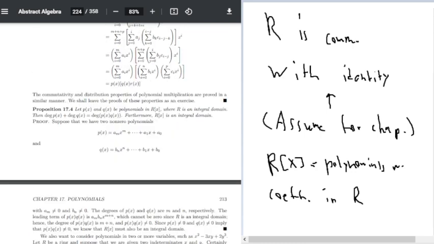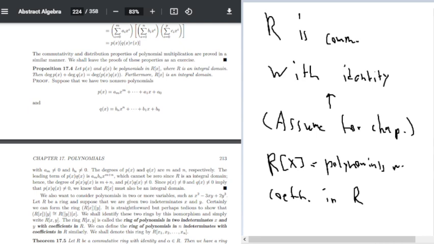Alright, I think that's probably enough time. So, the commutativity and distribution properties of the polynomial multiplication are proved in a similar manner. We shall leave the proofs of these properties as an exercise.